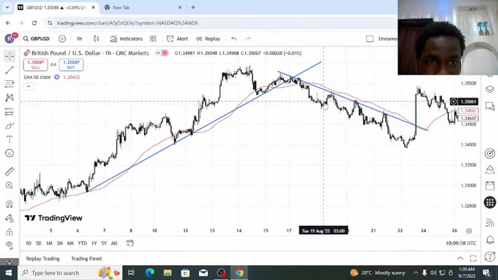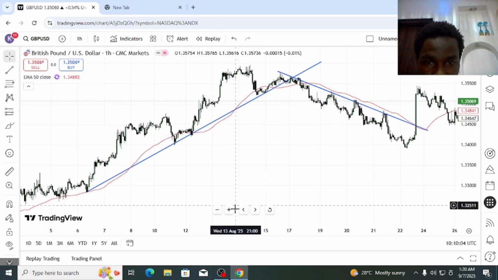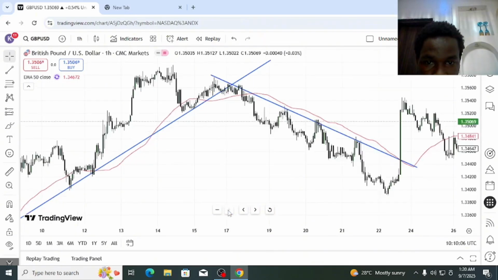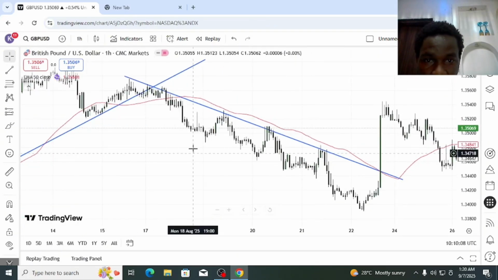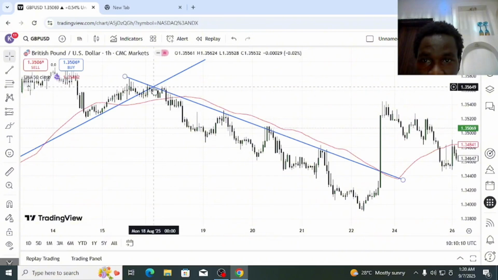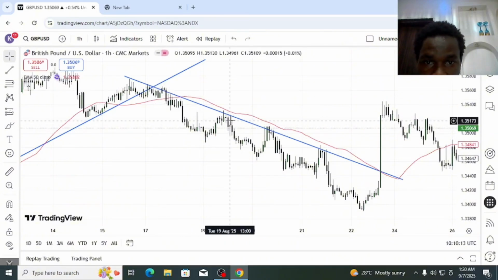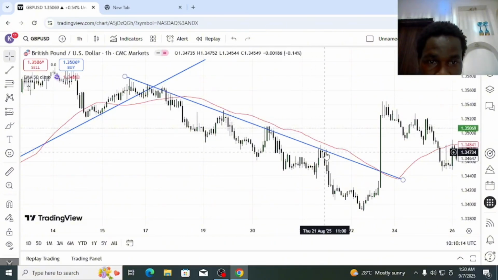So you can see, let me zoom in. Okay, I have to zoom in now. Now you can see the wicks, the body, the wicks, the body, now the wicks.